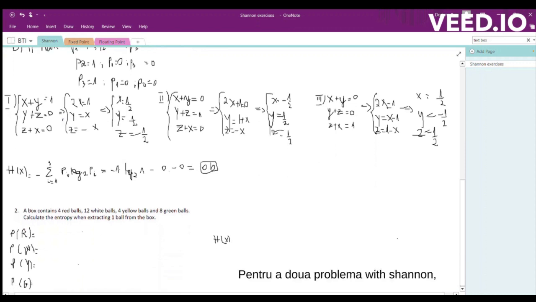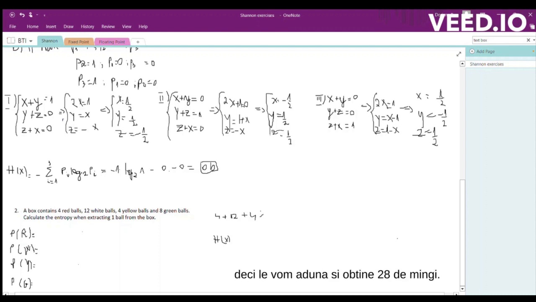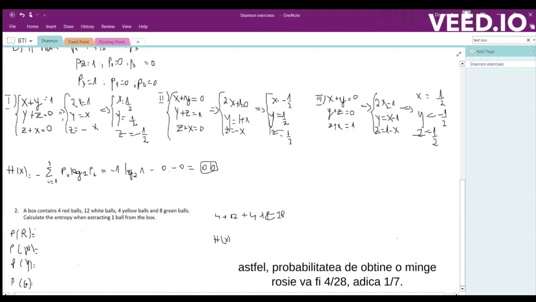For the second problem with Shannon, we will have to calculate the entropy when extracting one ball from the box. In order to do this, we will have to find the total number of balls. So we will add them all and we will get a number of 28 balls. So the probability of extracting a red ball is going to be 4 over 28, which means 1 over 7.